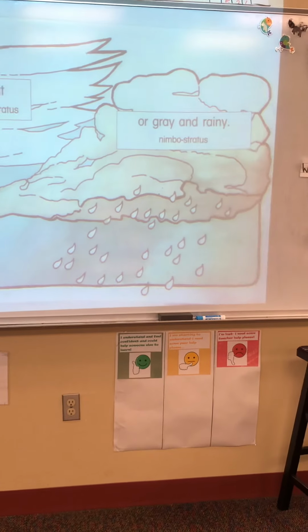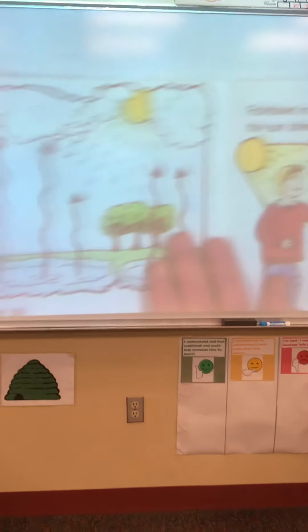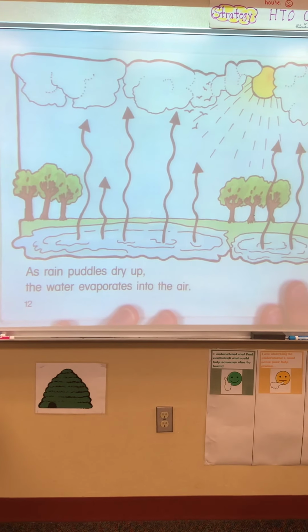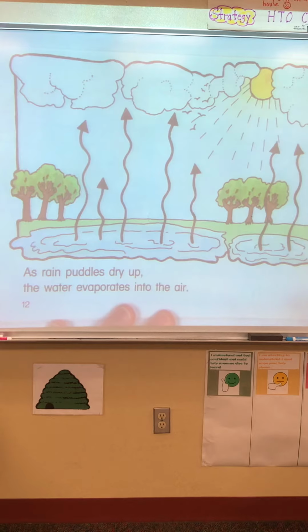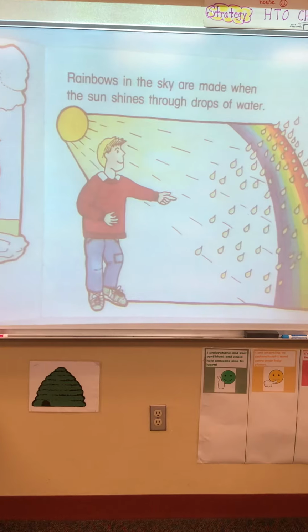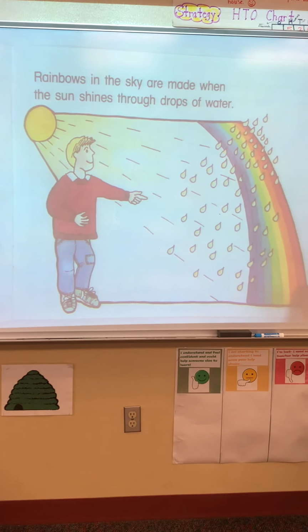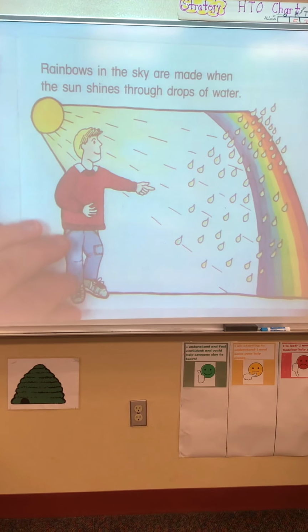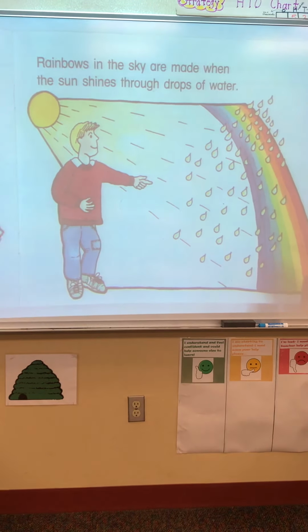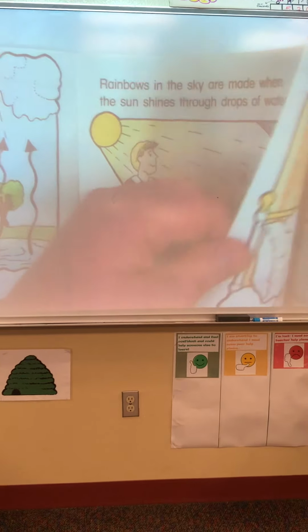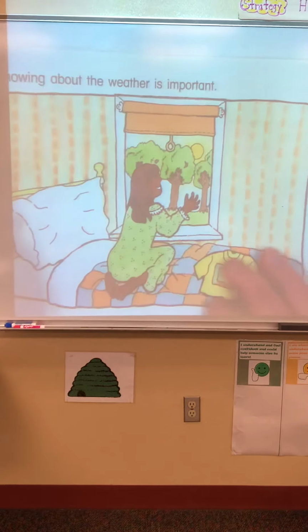Do any of you get to go cloud watching when you're outside sometimes? As rain puddles dry up, the water evaporates into the air, which is part of the water cycle. And you'll learn more about that next year. Rainbows in the sky are made when the sun shines through drops of water. And I know we had a couple of rainbows on Sunday, like a double rainbow. Knowing about the weather is important.